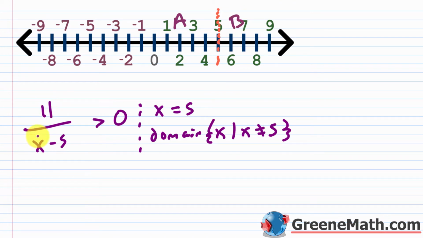You'd have 11 over 0 minus 5, which is negative 5. So positive over negative would be negative, and that's not greater than 0. So A, this would be false, right? Nothing's going to work in A.